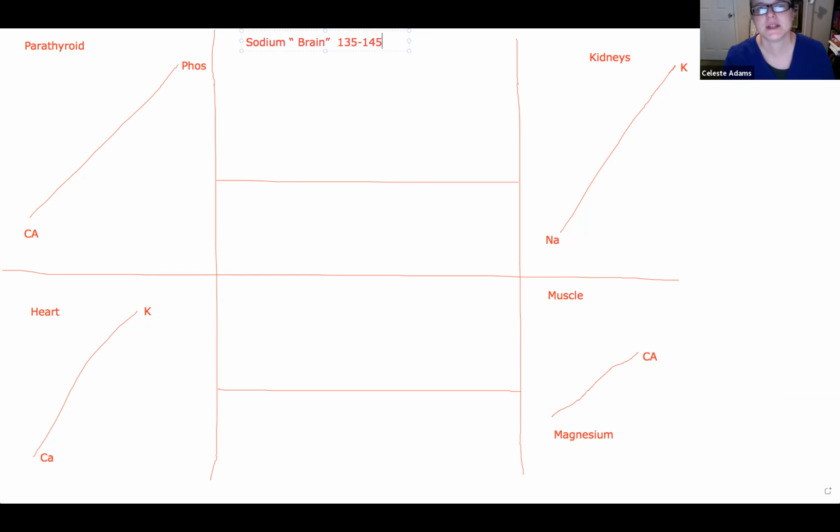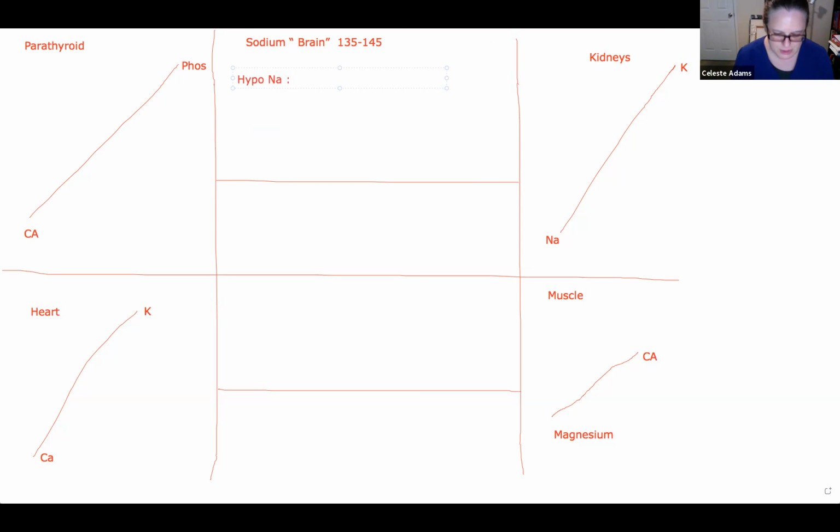Because we think of sodium and we think of brain, what do we think in hyponatremia? Too little sodium. Too little sodium is in hyponatremia. So that's too little.